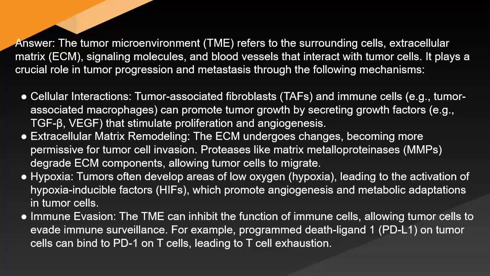tumor-associated fibroblasts (TAFs) and immune cells, e.g. tumor-associated macrophages, can promote tumor growth by secreting growth factors, e.g. TGF-beta, that stimulate proliferation and angiogenesis. Extracellular matrix remodeling: the ECM undergoes changes, becoming more permissive for tumor cell invasion. Proteases like matrix metalloproteinases (MMPs) degrade ECM components, allowing tumor cells to migrate.